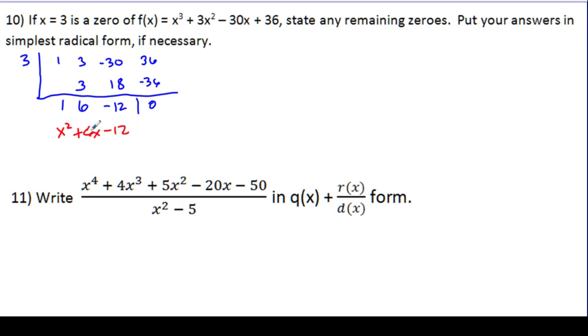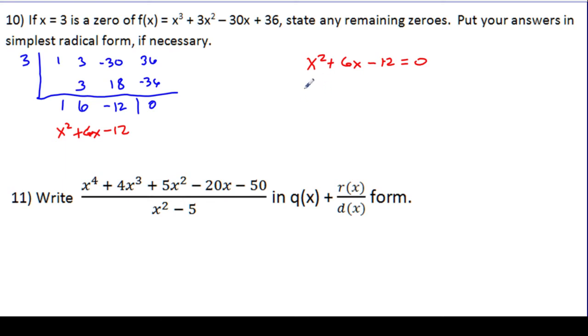So let's see if we can factor this. Can I find any numbers that multiply to negative 12 that add up to positive 6? I'm looking through my list of 4 times 3, 6 times 2. It doesn't look like anything's working out, which means that to find the zeros, I'm going to set this equal to 0, and in order to solve this, I'm going to have to use the quadratic formula, which is why they're mentioning the simplest radical form, because in the quadratic formula we do have to use that.